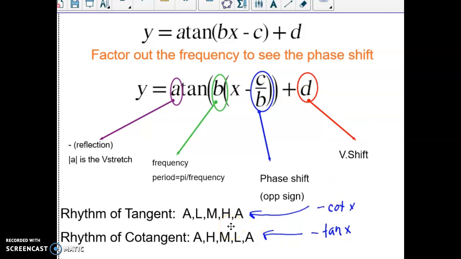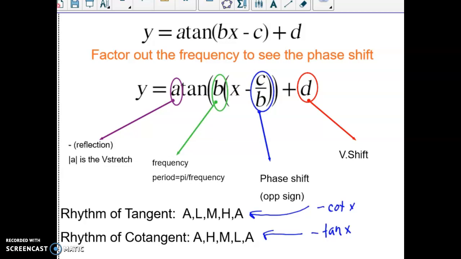We talked yesterday about the rhythms of the functions. So tangent, from one asymptote to the next asymptote, you'll have a low, a mid, and a high point. Now, that is also a negative cotangent function. The rhythm of cotangent is going to be your asymptote, a high, a middle, a low, to an asymptote. So if you want to pause and write those down, that might be a good thing.